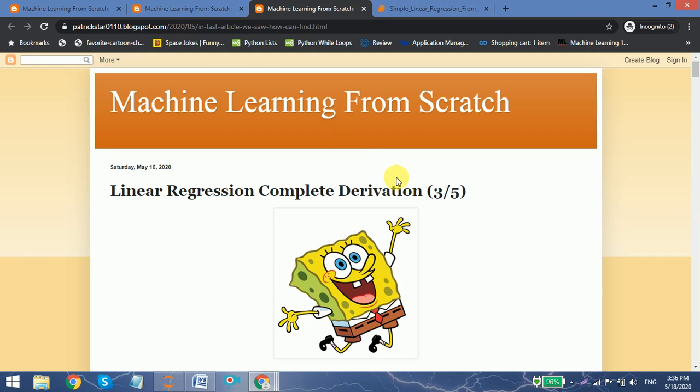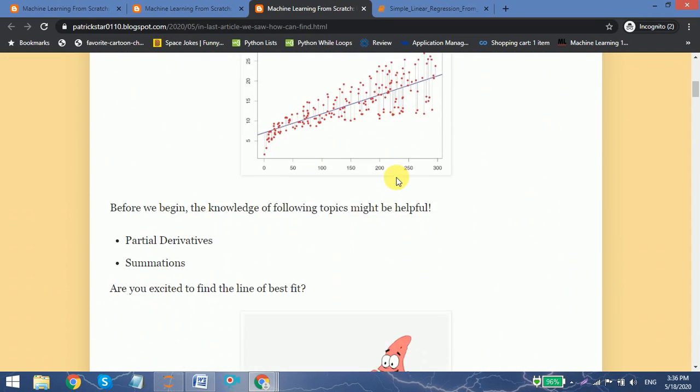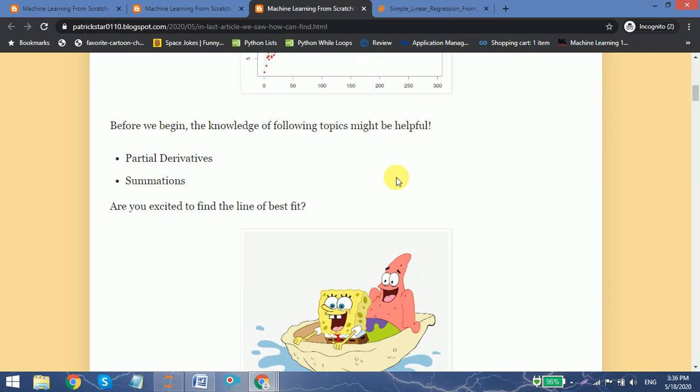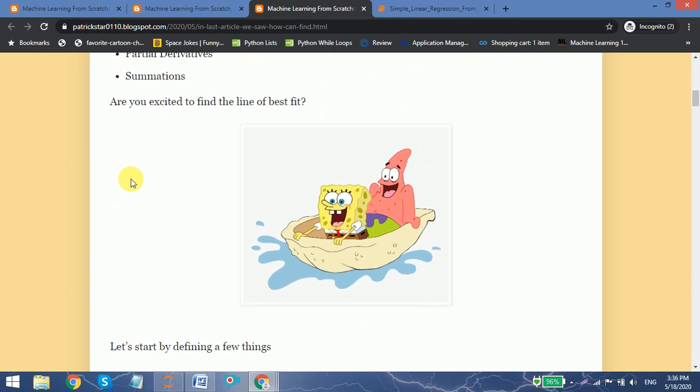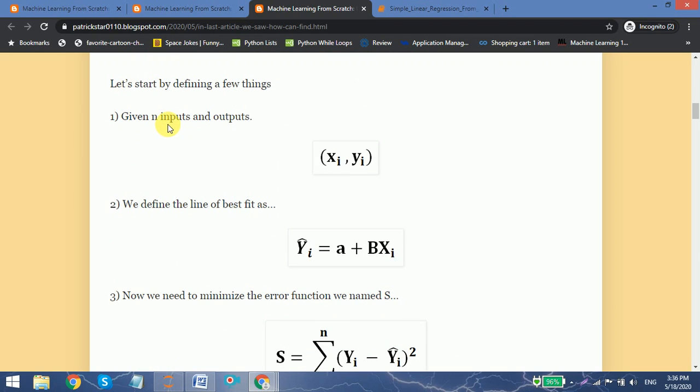Here is the linear regression complete derivation, and let's get started. To understand it better, it is good to have some knowledge of partial derivatives and summation. So let's have a look at it. Here we have n inputs and n outputs.